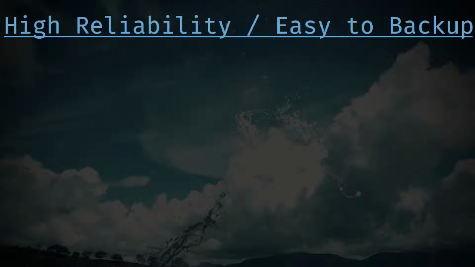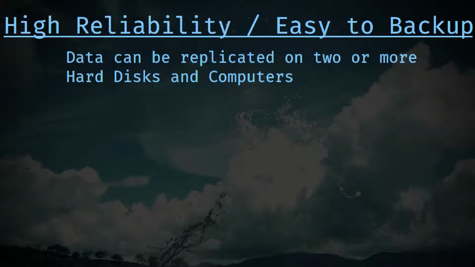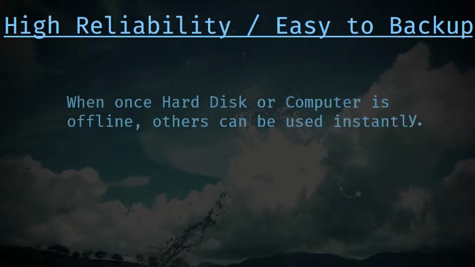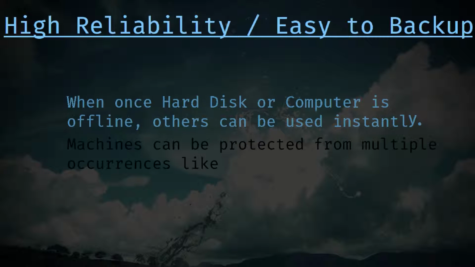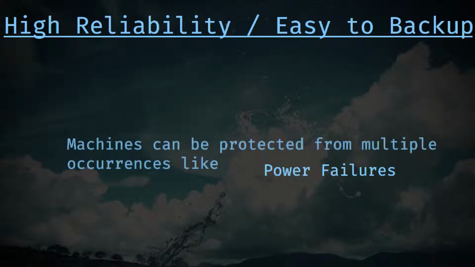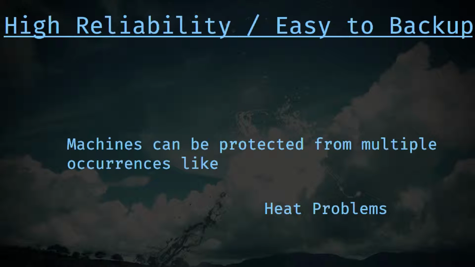The fourth point is the high reliability, the ease of backing something up. Relating to how paper would be, you would have to make copies and store those copies. And what if a fire occurred? Data can be replicated on 2 or more hard disks or even 2 or more computers. If a hard disk or machine goes down, others can be used. You can protect data from power failures, hard disk failures, heat problems, viruses, all that kind of stuff.